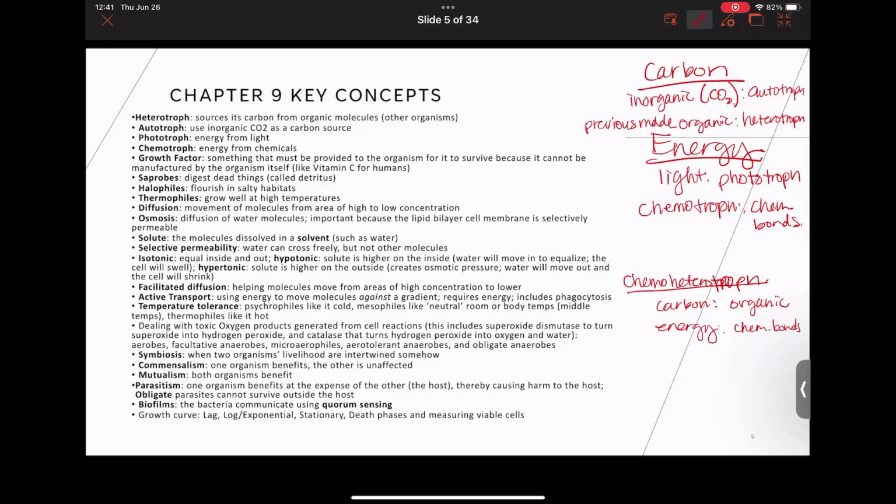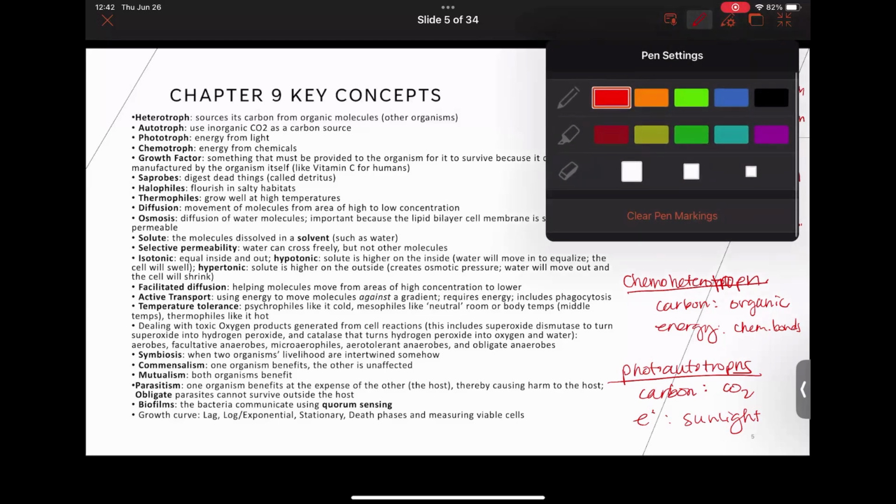This is us, right? We're chemoheterotrophs. We get our carbon from other organic molecules that other animals or plants made, whatever we eat. It already has organic molecules there. And we get our energy by breaking down the bonds in our food. Whereas plants are photoautotrophs. They get their carbon from an inorganic source, which is CO2, and they get their energy from sunlight. Photo. So don't overthink those terms.